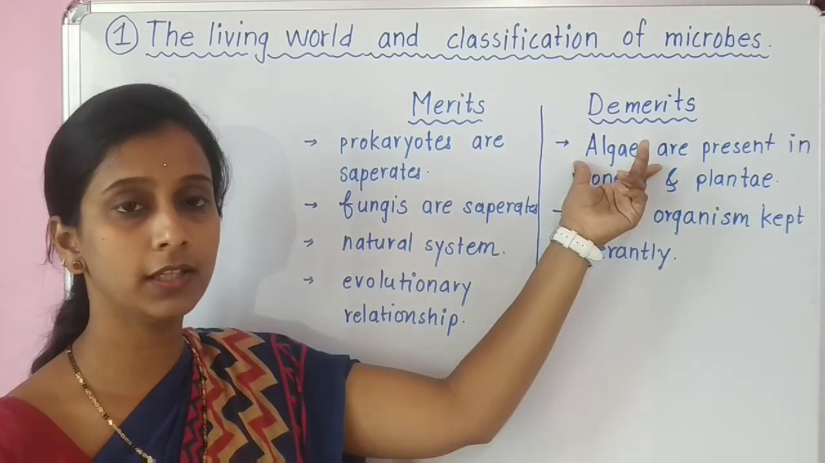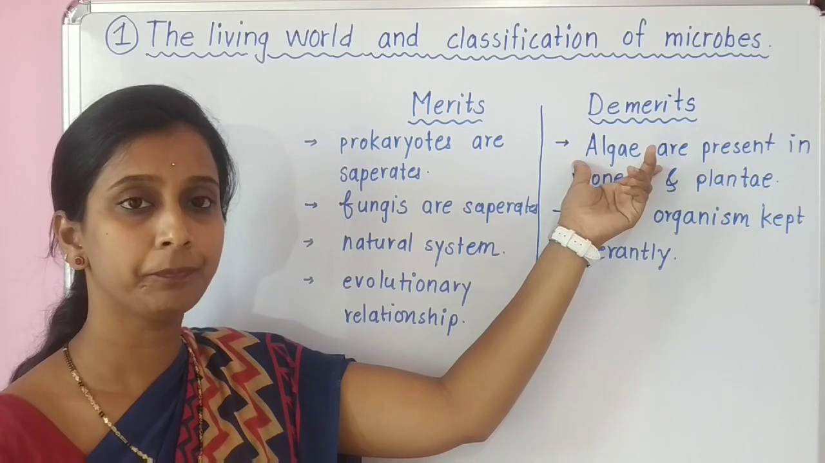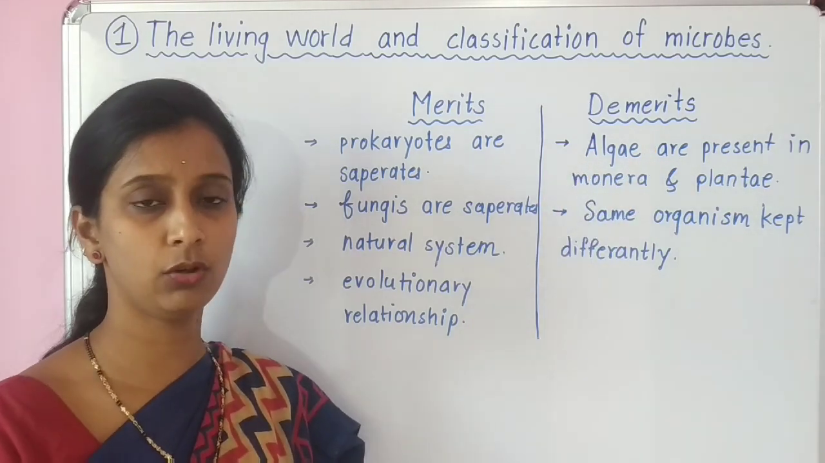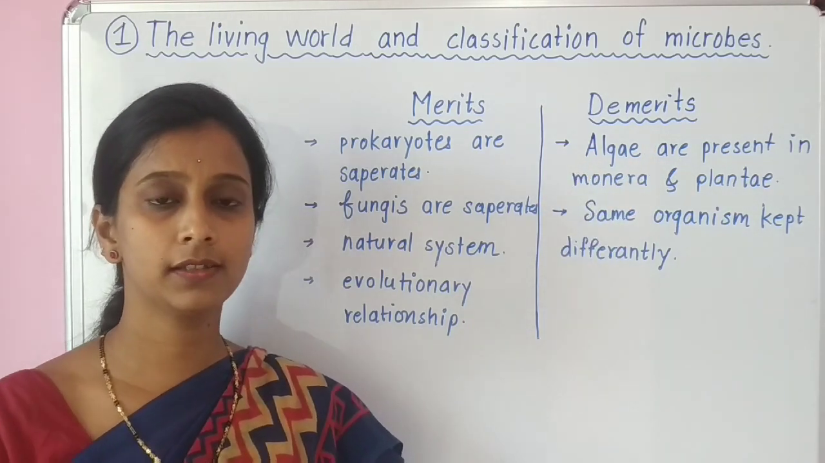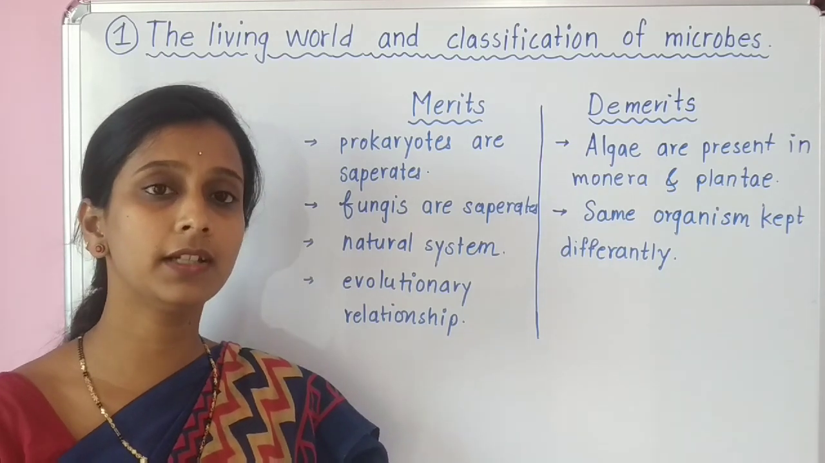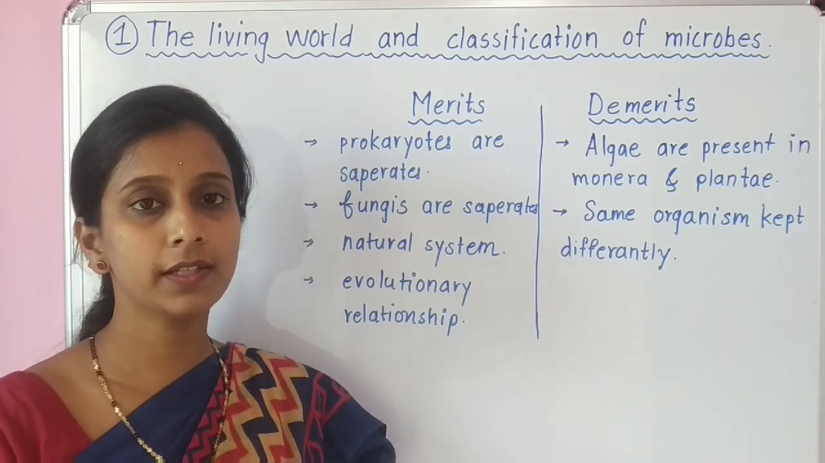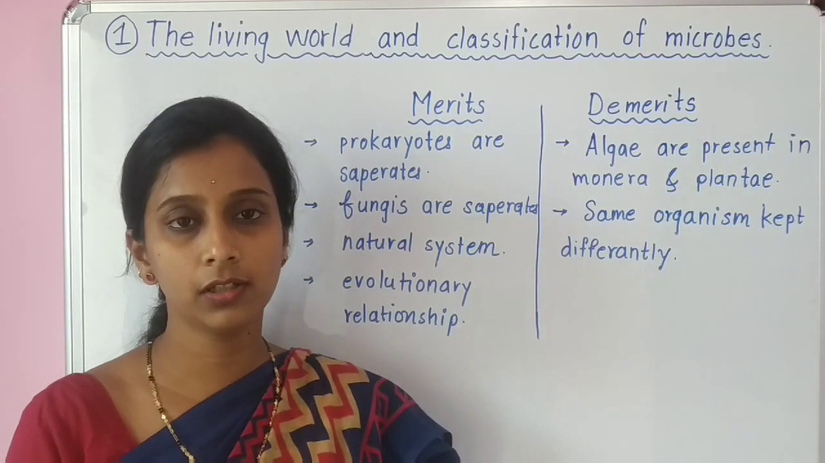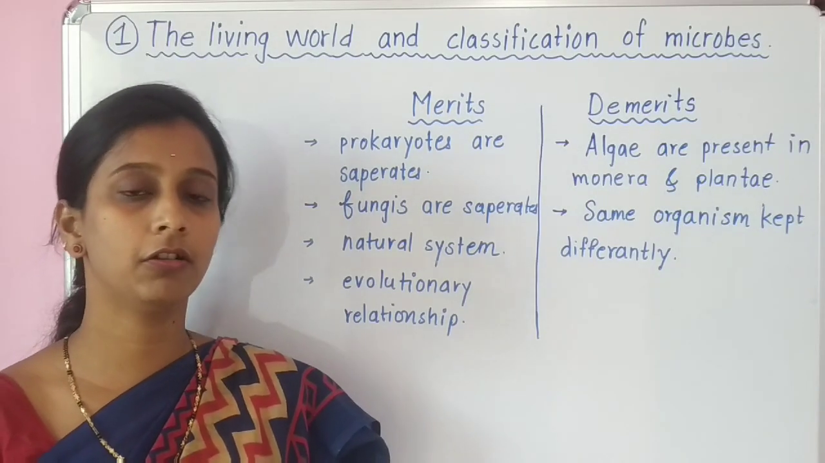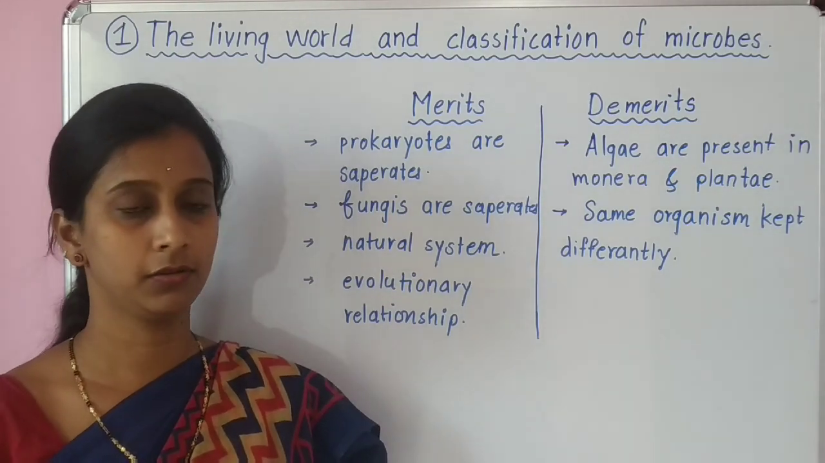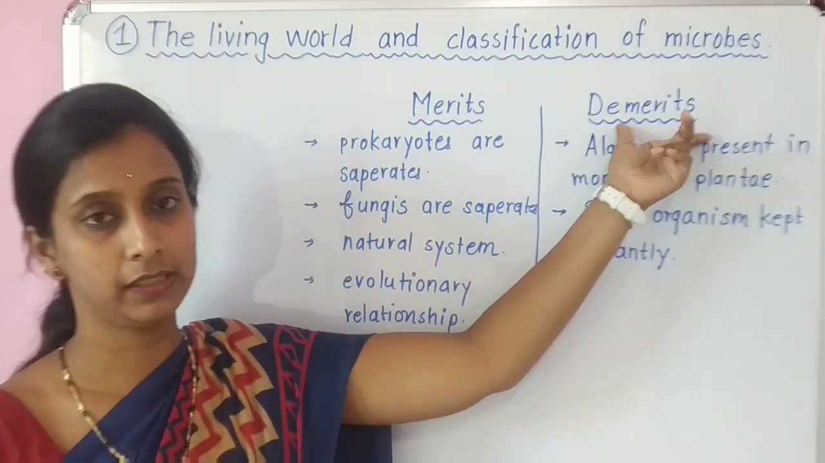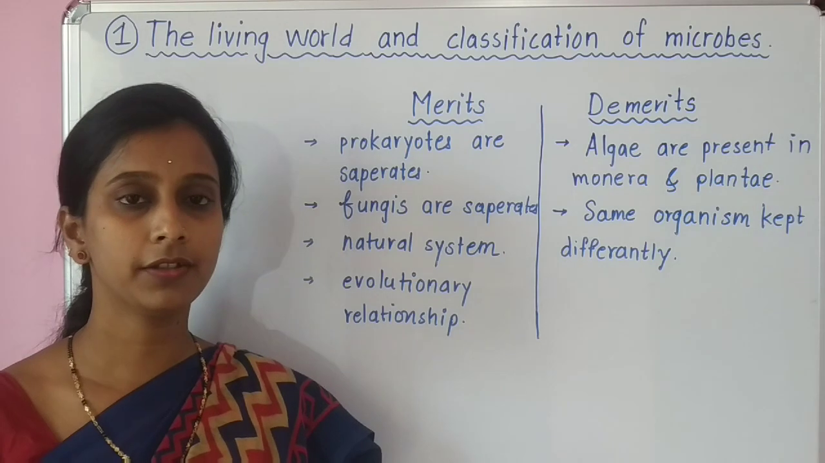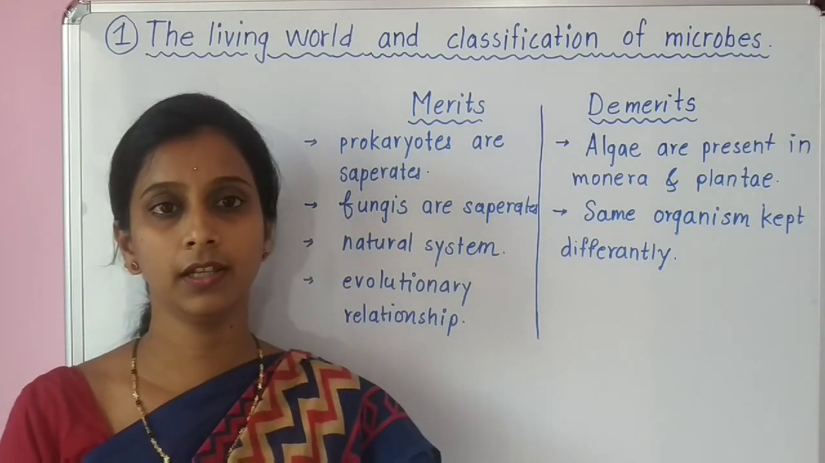Let's take algae as an example. All algae are a single type of organism, and they are placed into different groups. So it is very difficult to study the characteristics of the types of algae. So these are some demerits. Still, this five kingdom system is accepted worldwide.